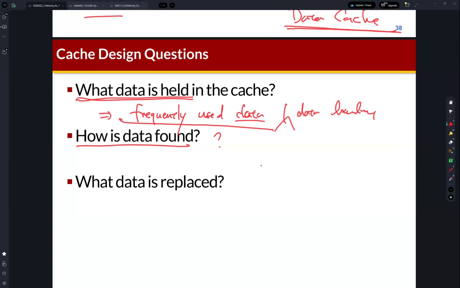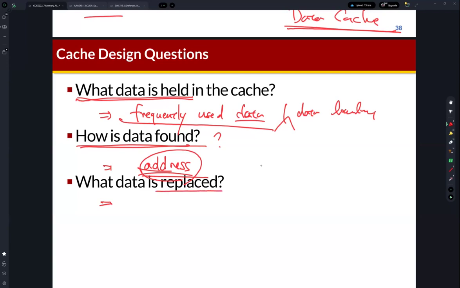So how is the data found? How can you identify data in a cache? We can use the address. So what does that mean? This is temporary space, and the space size is small, so we cannot store the entire data. In order to identify the data in a cache, we need to also store the address in order to identify data. Okay, so address. Then what data is replaced?